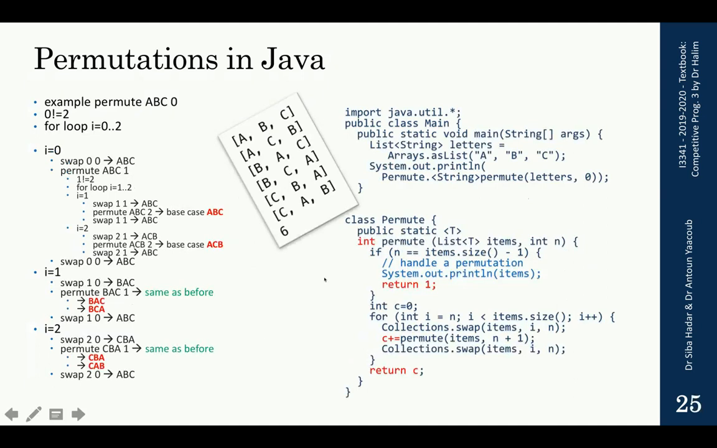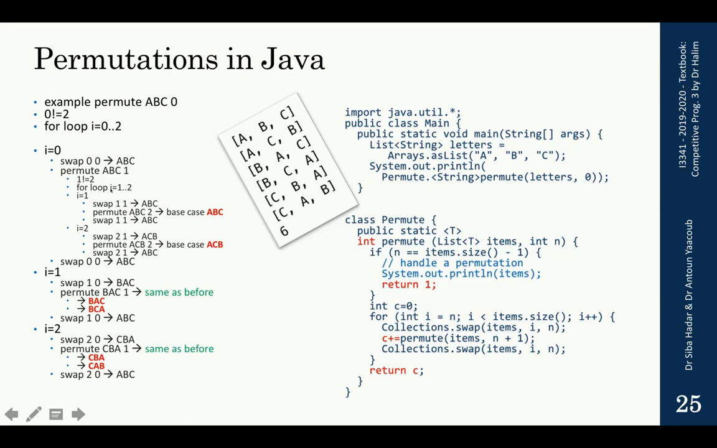Let's continue with our permutation in Java and take an example. Let's take a very small list, ABC, and call the permute function given this list and the index 0. At index 0, I will not enter the base case. I will enter the else of the base case, which is the rest of the function, and I will go for i equal 0 until the end, and each time I will permute with i.